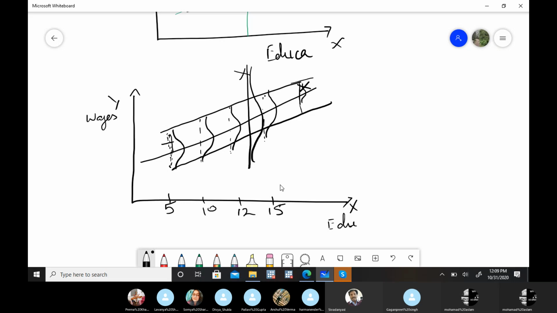Now, just think: is it possible that at all the levels this variation will remain the same, or will it change? This is the other scenario I have taken, that among those who are graduated there is much more variation as compared to those who have just 10 years of education. So the notion you have to think about is: in reality, will it remain constant?